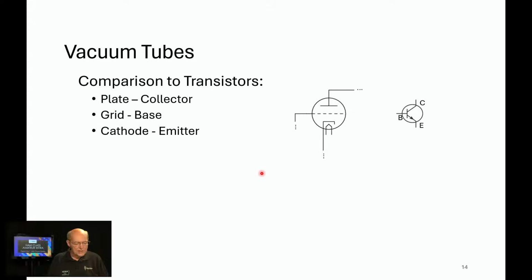Now, in comparison to tubes, or vacuum tubes, we've got the plate corresponding to the collector. You may notice that we went through that whole section pretty quick. That's several pages in the book, so you can get a lot deeper than that, but I'm giving you what you need to get a basic understanding and point you directly to the pool questions that are related. So anyway, in a tube, the plate corresponds to the collector, the grid corresponds to the base, and the cathode corresponds to the emitter.